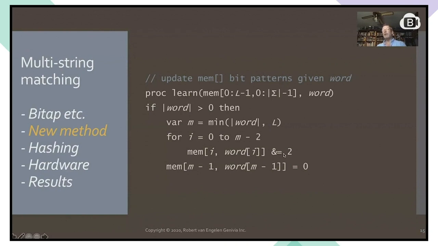both match bits are true. The match bit is true, the accept bit we don't touch. So we AND this with 2. The accept bit is, of course, 0, again the inverted logic, for the last character. So that's what the last statement performs.